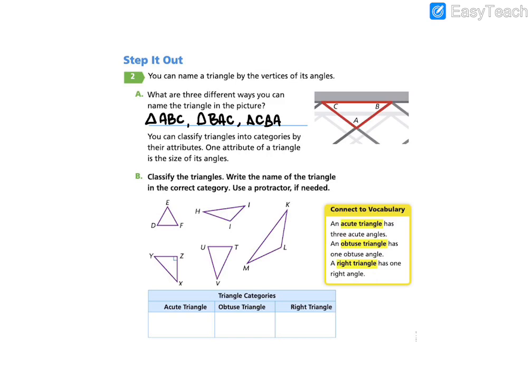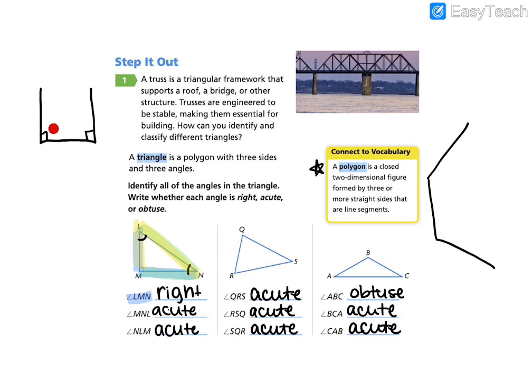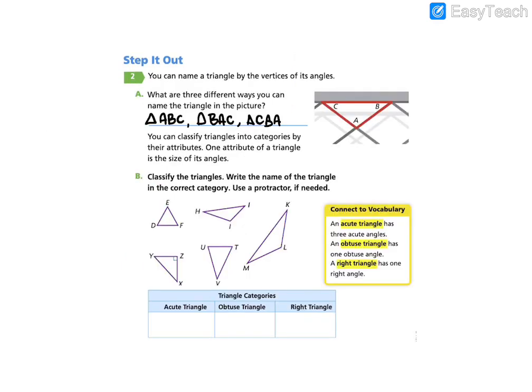All right, we're going to go ahead and classify these triangles into categories by their attributes. One attribute of a triangle is the size of its angles. Okay, so we have 3 different types of triangles. An acute triangle with 3 acute angles, an obtuse triangle with only 1 obtuse angle, and a right triangle with 1 right angle. Now remember, from our little drawings back here, right, if we see that 1 angle that's not acute, that will tell us what kind of triangle it is.